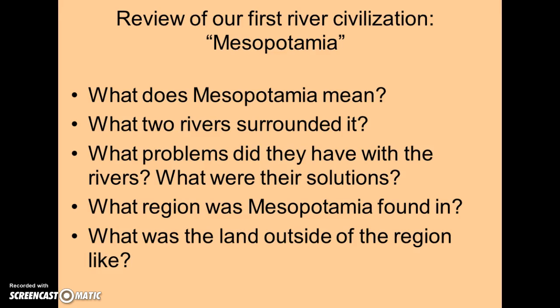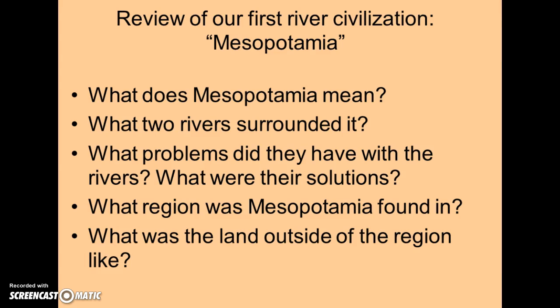Before we talk about Egypt, though, let's quickly review our very first river civilization, Mesopotamia. What does Mesopotamia mean? Do you remember? What two rivers surrounded it? They had two problems with the rivers. What were the two problems and how did they come up with a solution? What region was Mesopotamia found in? And outside of the region, what was the land or environment like?